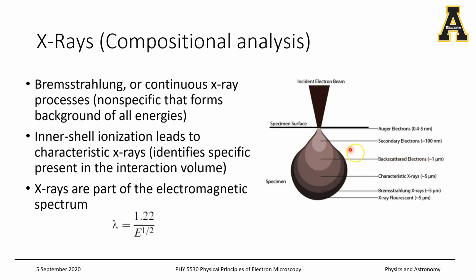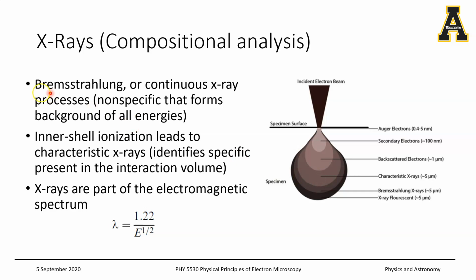You have the backscattered electrons that can be collected from about a micron depth from the surface. And then you have the characteristic X-rays and the Bremsstrahlung X-rays, and then you have XRF, which is X-ray fluorescence, which are processes that occur at larger depths in the sample.